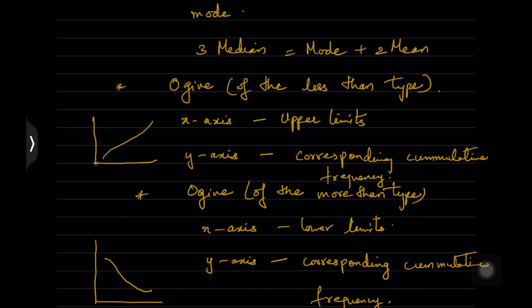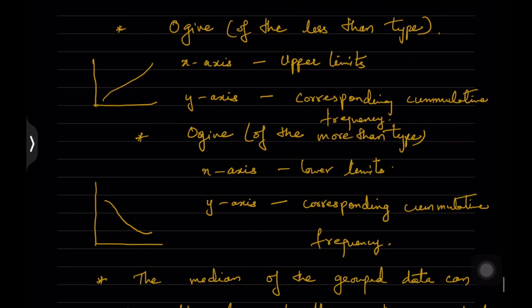So for less than type, on the x-axis we take upper limits and on the y-axis we take the corresponding cumulative frequency. Now ogive of the more than type: in this we take the x-axis as lower limits and the y-axis as the corresponding cumulative frequency. Here, whatever frequencies are written, we first add all the frequencies and write that total. Suppose you are getting a total of 50, you start subtracting from the first term. If the first frequency is 2, 50 minus 2, 48 will be the next. If the second frequency is somewhere around 8, you then subtract that from 48 and you will get the next value. So that will become the cumulative frequency. Here it comes from top to down. This is the graph for more than type and this is for less than type.